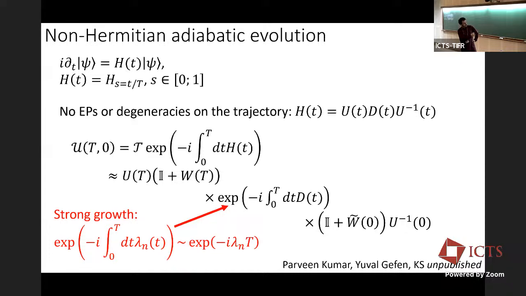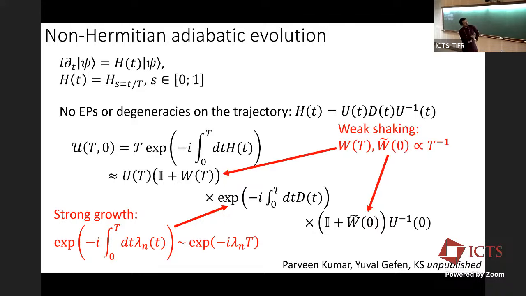This is the exponential growth. It takes into account that eigenvalues change in time, and you expect conversion to the state with the biggest integral of the eigenvalue. So sometimes it can grow, sometimes it can decay, but the most growing state overall is supposed to win.